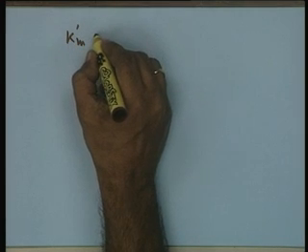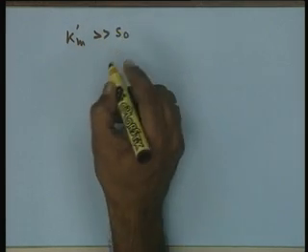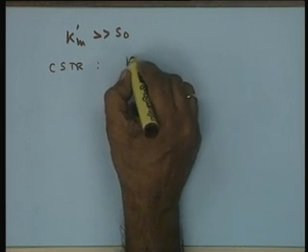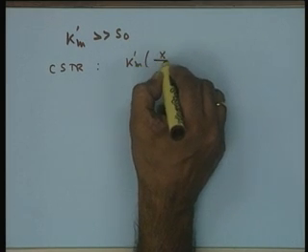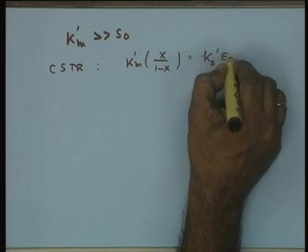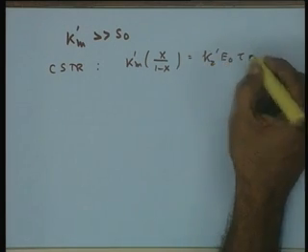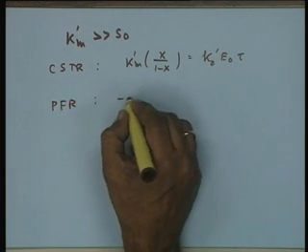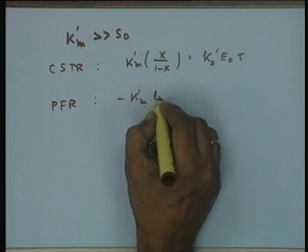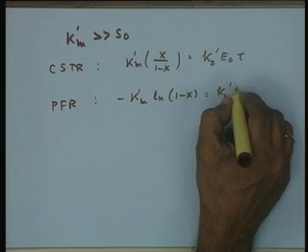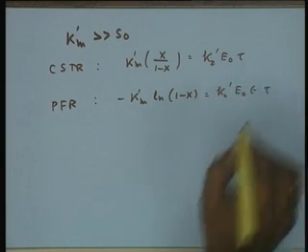Now if you consider, let us say, the first order regime where K dash m is much greater than S naught. In the case of CSTR, the reactor performance is K dash m x upon 1 minus x equal to K2 dash E naught tau, and in the case of PFR the expression changes to K dash m ln 1 minus x equal to K2 dash E naught epsilon tau.